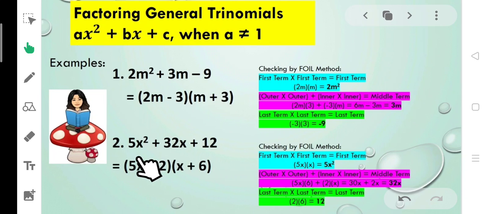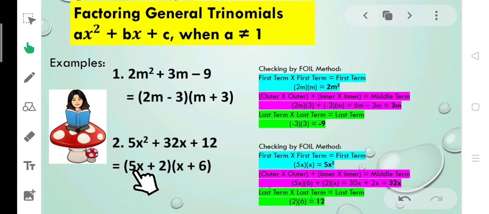Another example, 5x squared plus 32x plus 12. The factors of 5x squared are 5x and x. The factors of 12 are 2 and 6. Why did I use 2 and 6? Because, okay, let us check.